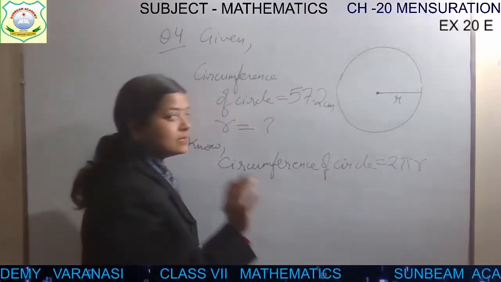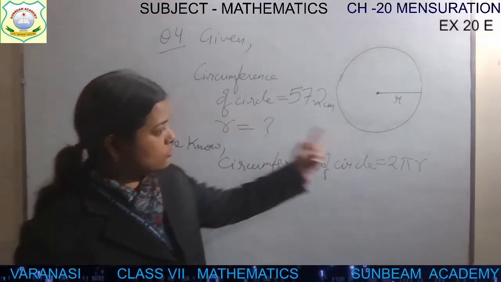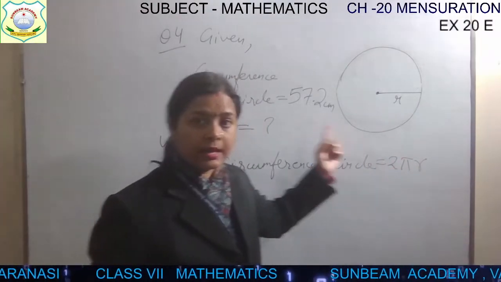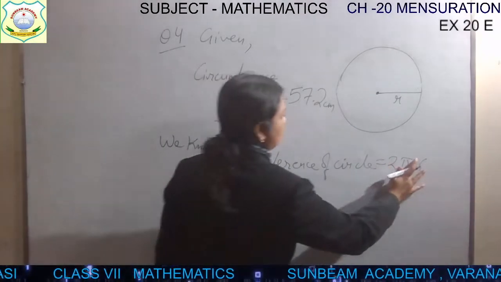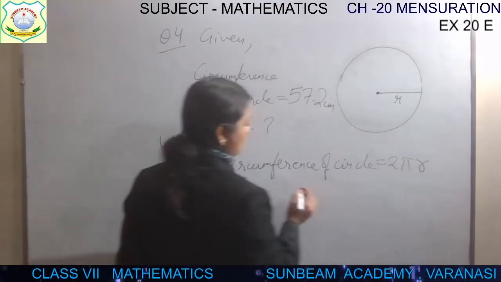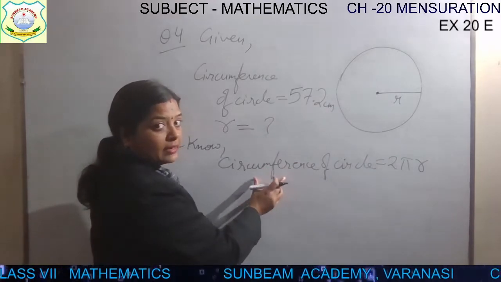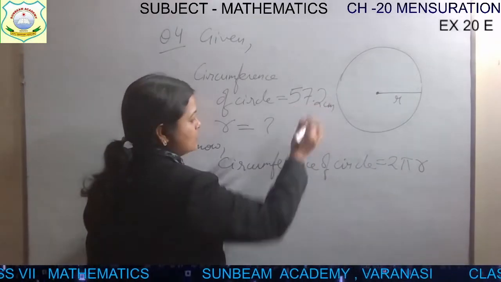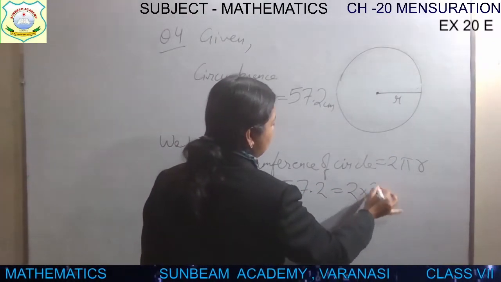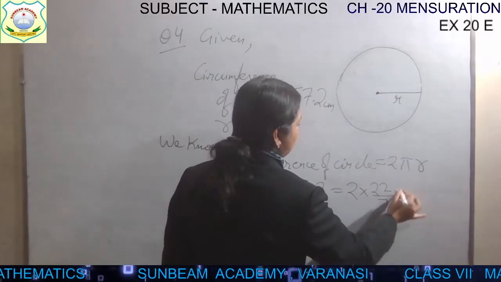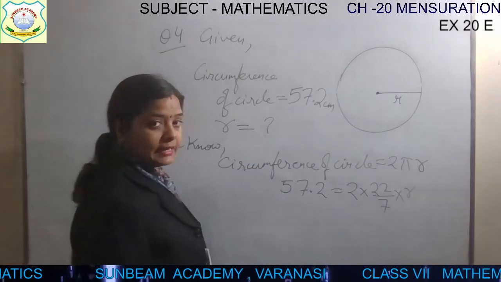Children, in this case I am not going to use pi into d because I have to find the radius, so I need radius in my formula. So I am using this 2 pi r. Circumference of the circle is already given to us, so in its place I will put its value, 57.2. That is equal to 2 into 22 by 7 into radius. In question number 4, we can use any value of pi.